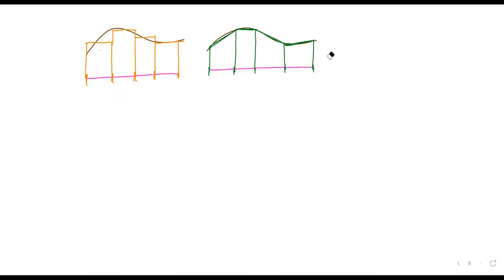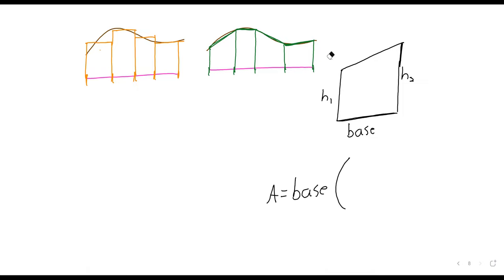And fortunately, the area of a trapezoid is not bad. It's actually kind of intuitive. For a rectangle, the area is the base times the height. Here, we don't have a height. We have a smaller height and a bigger height. So the area of the trapezoid turns out to be the base times the average of the bigger and the smaller heights.